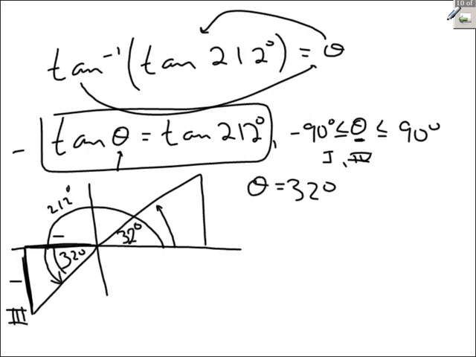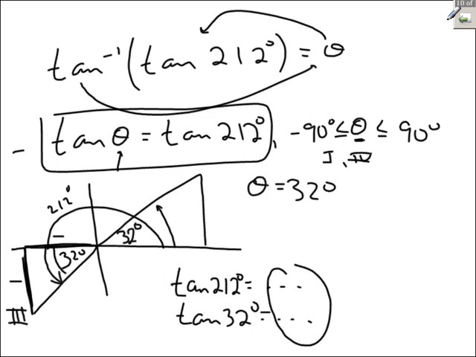So theta can be 32 degrees. And you can check this out on a calculator. You can take the tangent of 212 degrees, see what you get, calculate the tangent of 32 degrees, see what you get, and say, wonderful, those answers are the same. And my angle is in between negative 90 and 90. All right, now let's get some others. Okay, let's consider this problem.